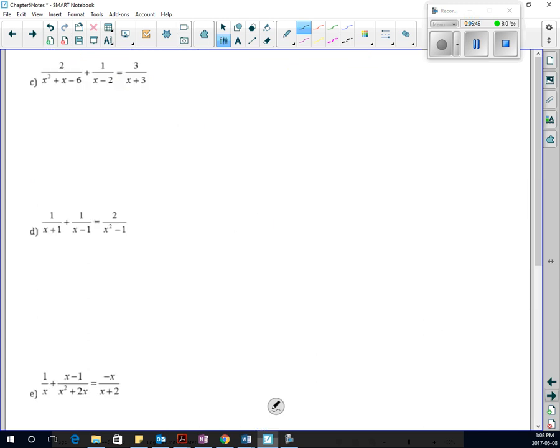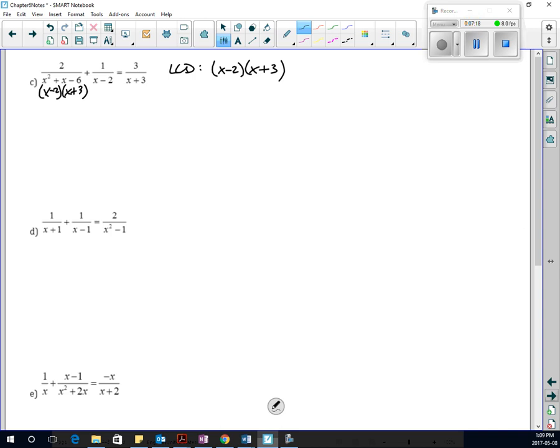Moving on. If I factor this, I get x minus 2, x plus 3. So what's my LCD? It would be x minus 2 times x plus 3. So at this point, if you understand that things are going to cancel when you multiply each and every term by it, you can skip the step where you're showing multiplying both sides by x minus 2, x plus 3. So that's what I'm going to do here. If you don't understand, you might want to show that step.